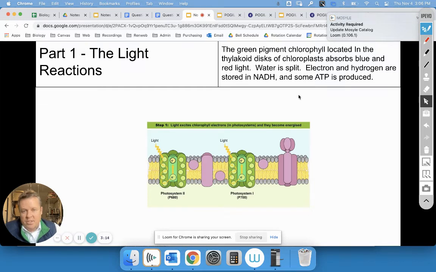Okay, so if we wanted to do a definition of this, this is the first half of photosynthesis. The green pigment chlorophyll, located in the thylakoid discs of the chloroplasts, absorbs blue and red light. Water is split. Electrons and hydrogen are stored in NADPH, I need to put that on there, and some ATP is produced. So this should hopefully look like a cell membrane to you guys. It is not a cell membrane.